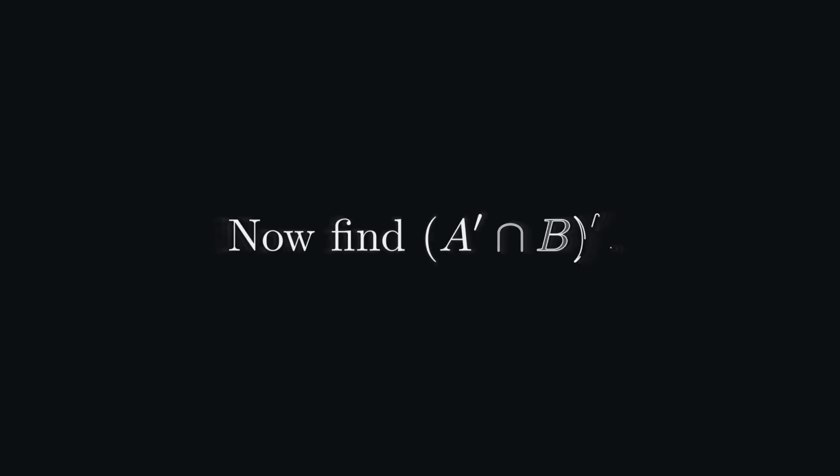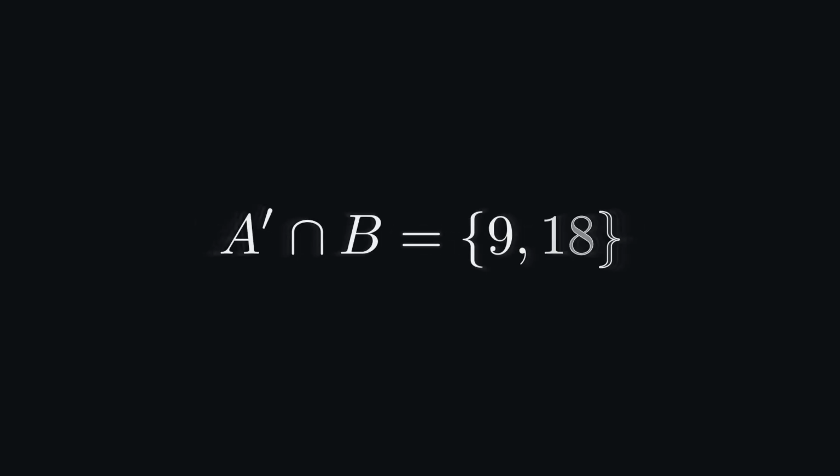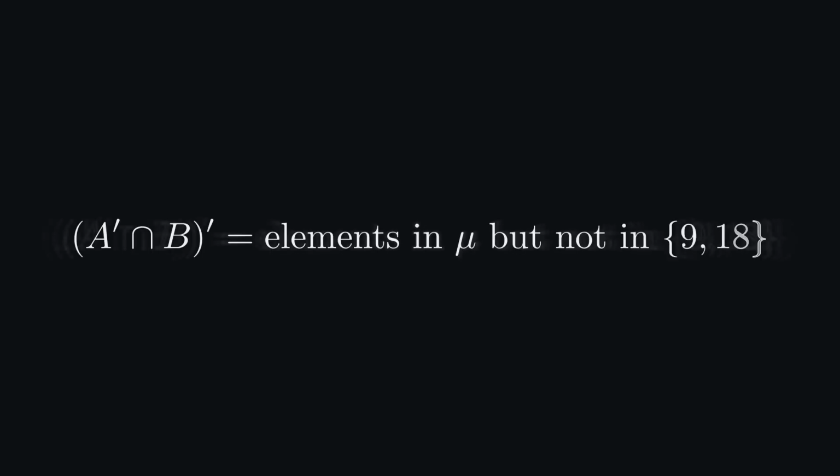Let's move on to part 2. Now, we need to find the complement of A' intersect B. We'll use the result we found in part 1. A' intersect B is 9 and 18. Let's revisit the meaning of complement. The complement of A' intersect B consists of elements in the universal set that are not in 9 and 18.